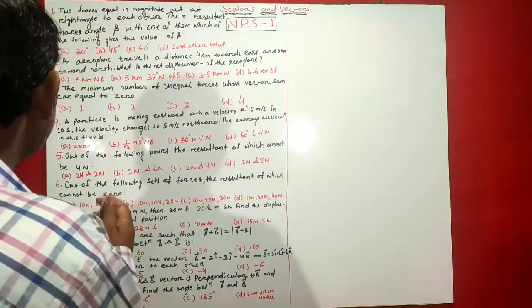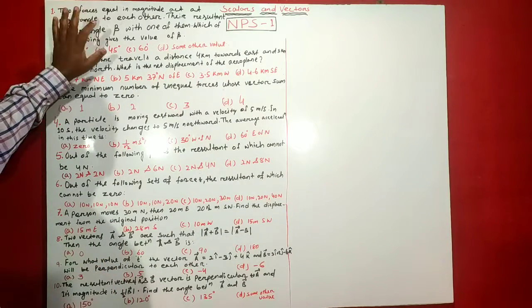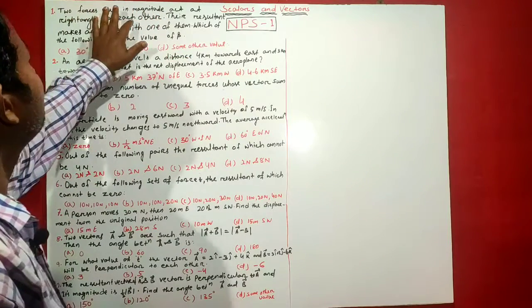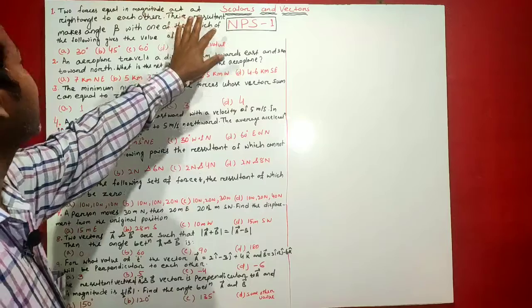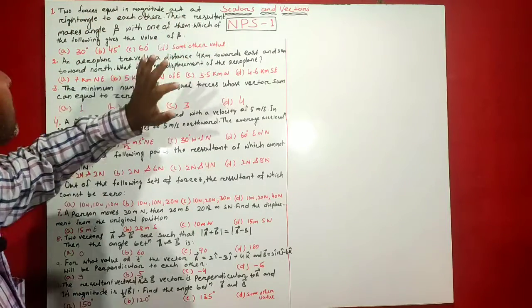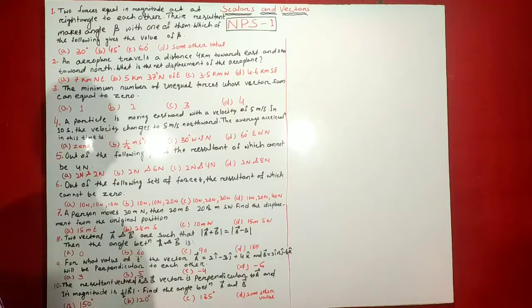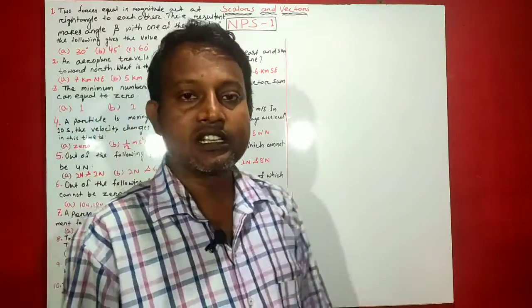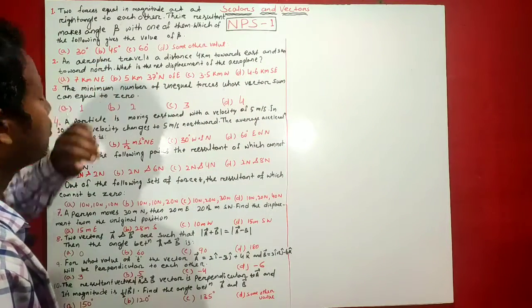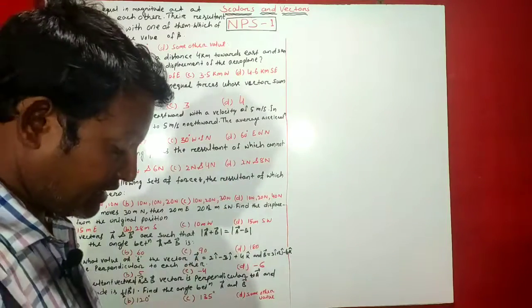Our first problem is: two forces equal in magnitude act at right angle to each other. Their resultant makes angle beta with one of them. Which of the following gives the value of beta? That means in the question, there are two forces of equal magnitude acting at right angles.